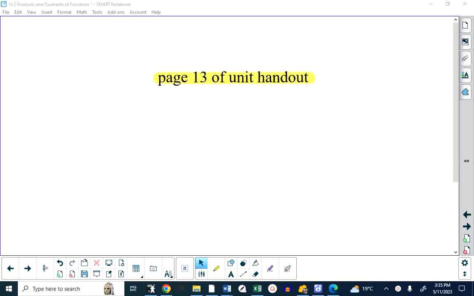We're going to be looking at the next lesson, and in order to get you ready for this, you need to have your notebook open to page 13 of the unit handout.